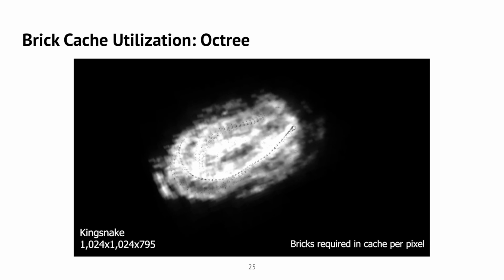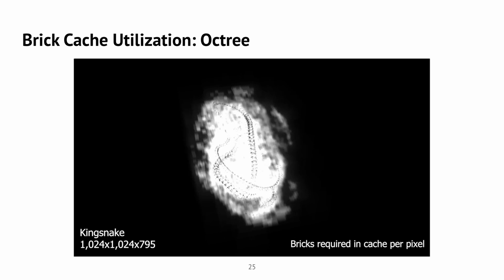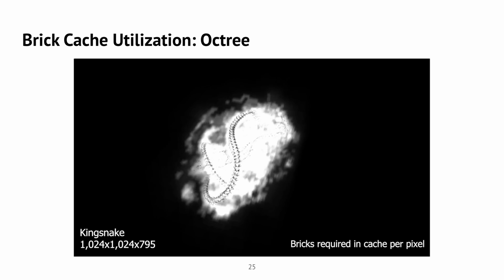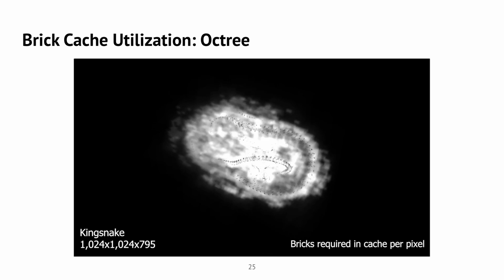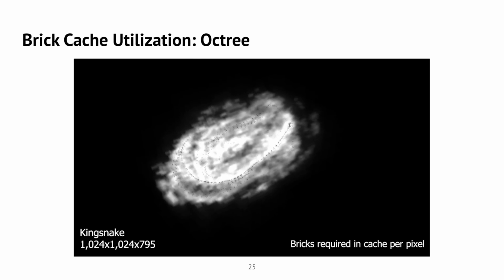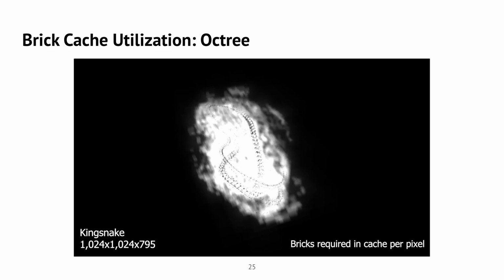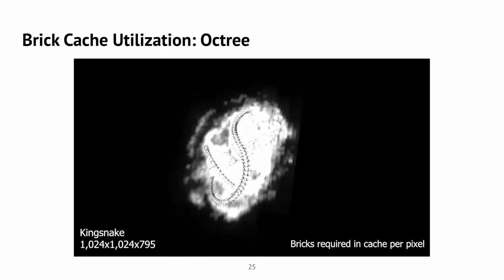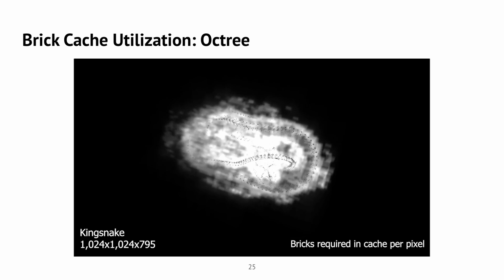When using a standard octree approach to render this, we can see that around the snake skeleton a lot of bricks are required to be in cache. This is because low-resolution bricks need to be in cache so that high-resolution data can be in cache too. However, outside this region of interest where most of the volume is empty space, almost no bricks have to be in cache because entire octree nodes can be skipped.